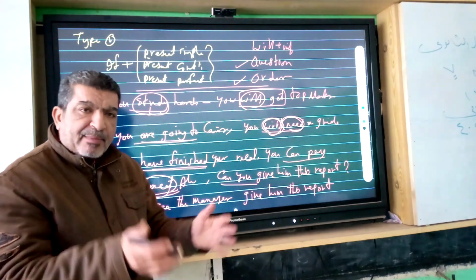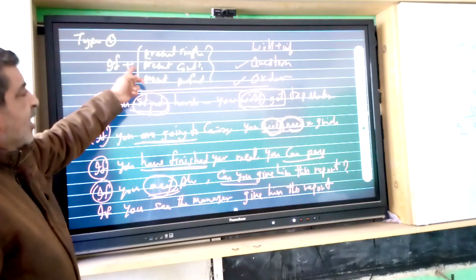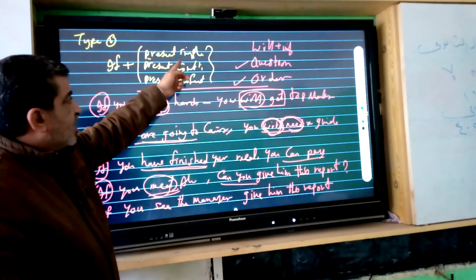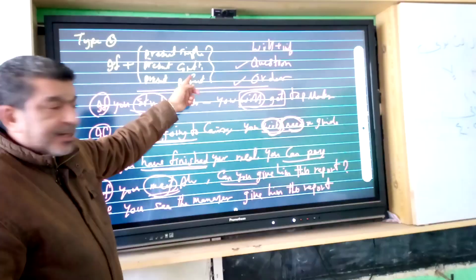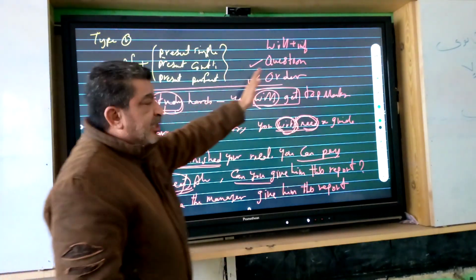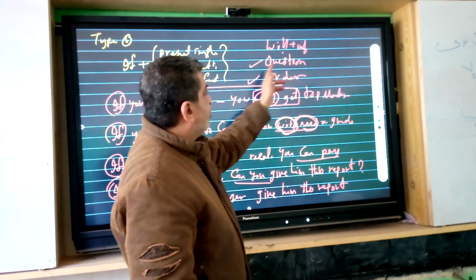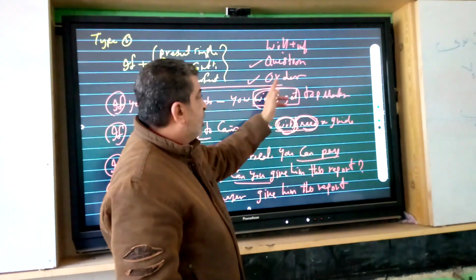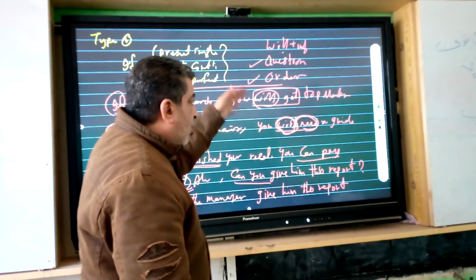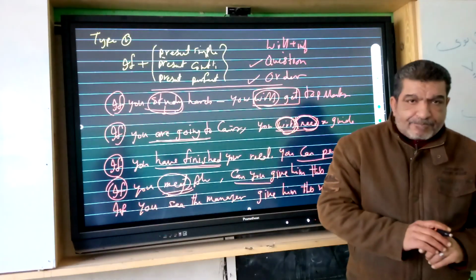So again, let's sum up once more. Conditional if type 1. The if clause may be present simple, maybe present continuous, maybe present perfect. What about the main clause? The main clause can be will plus infinitive, it can be a question, it can be an order, and all are correct. Okay? This is the first one.